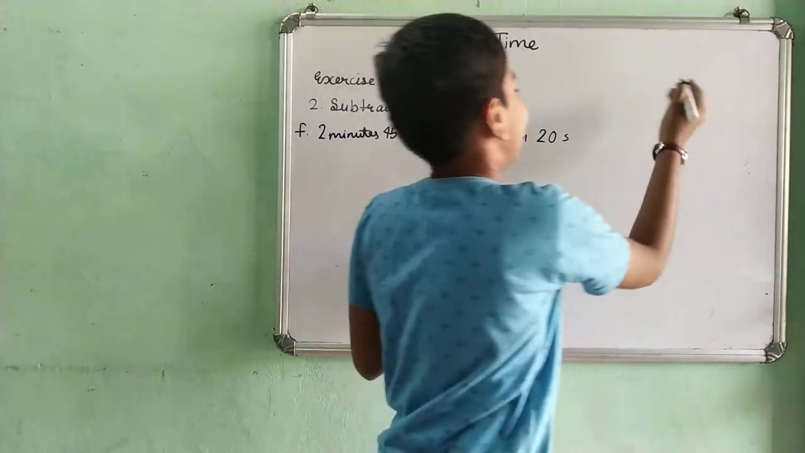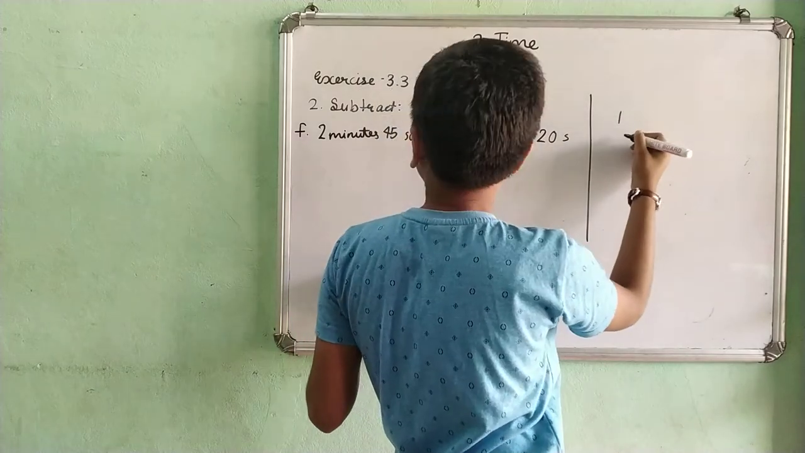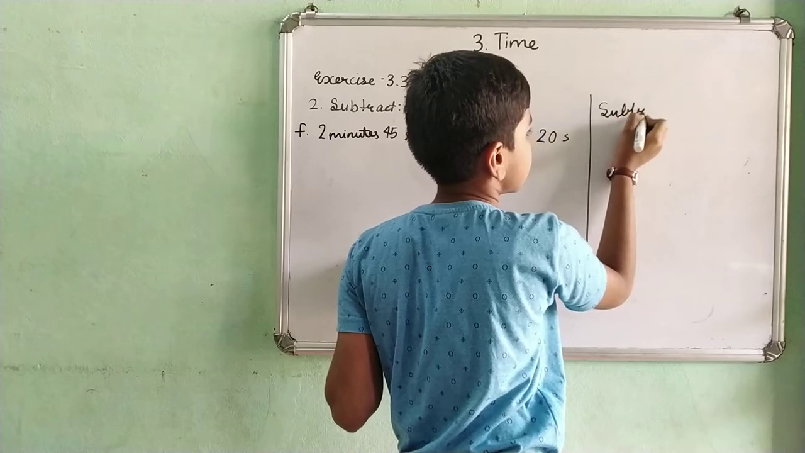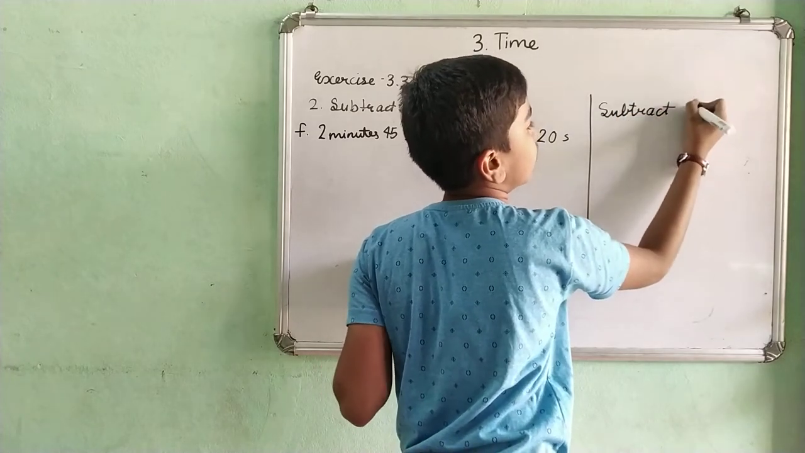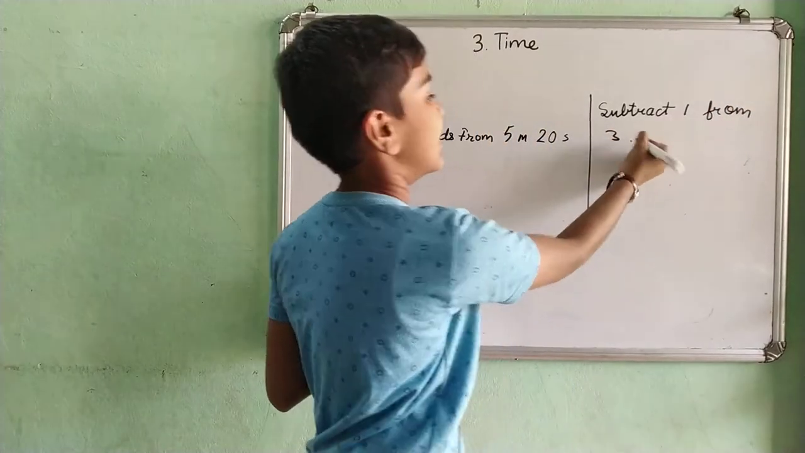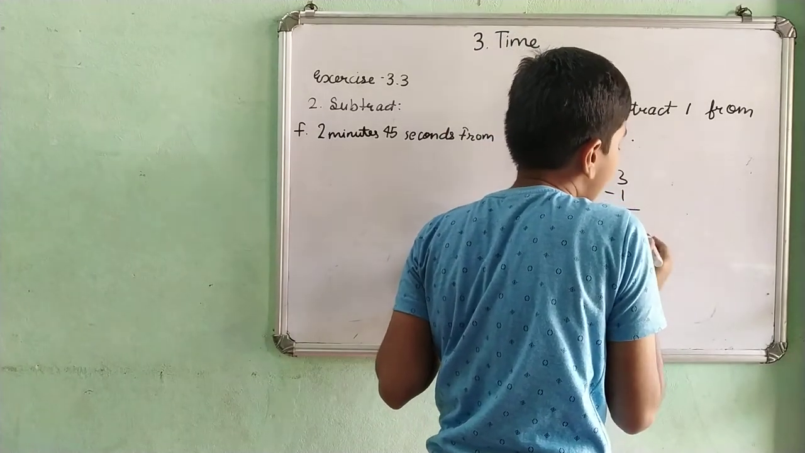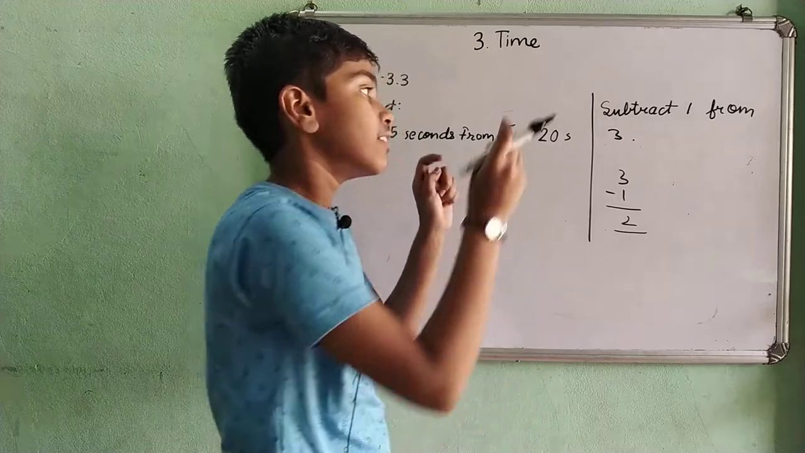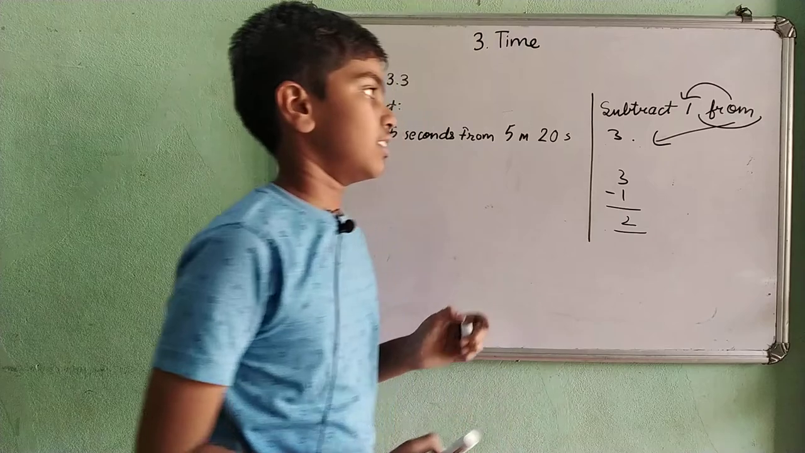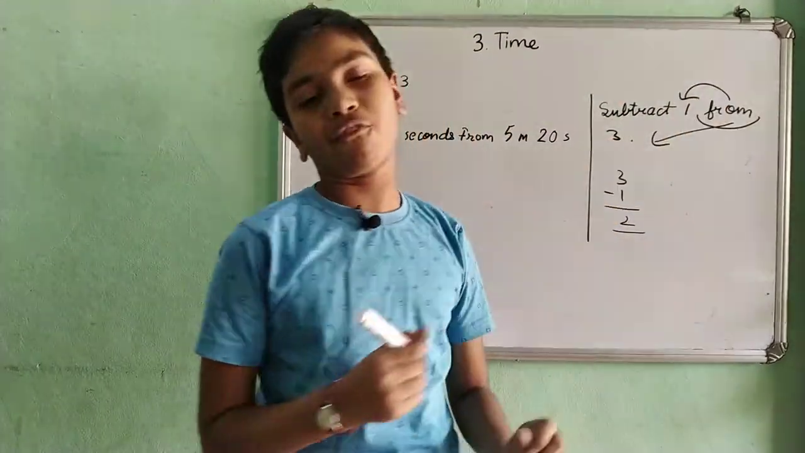See here, let's take an example first. If I say subtract 1 from 3, it means you have 3 minus 1. That is the real meaning of "from." "From" means this number from this number. So this number should get subtracted from this number whenever there is a "from."